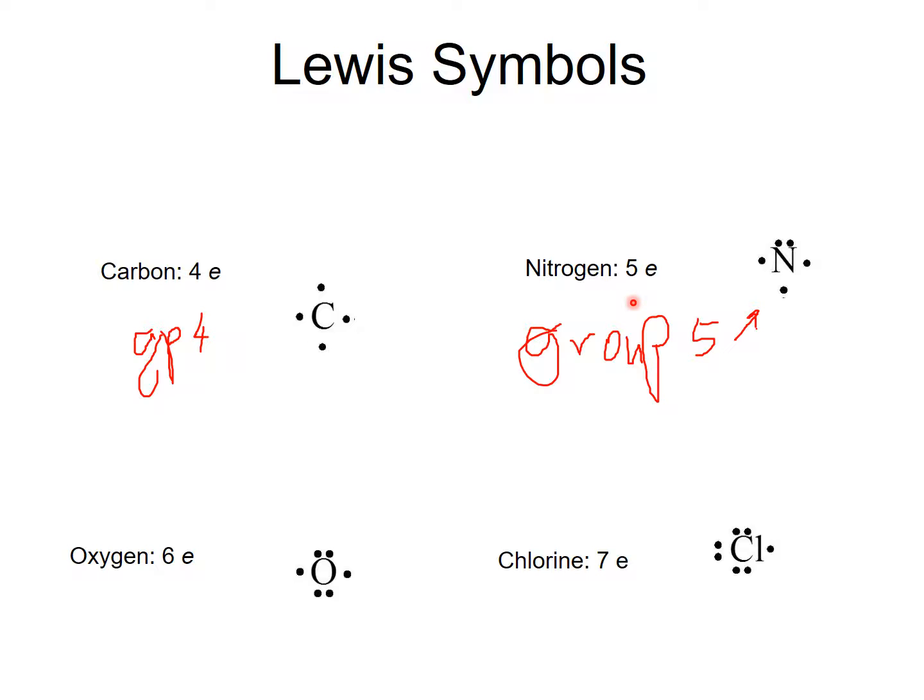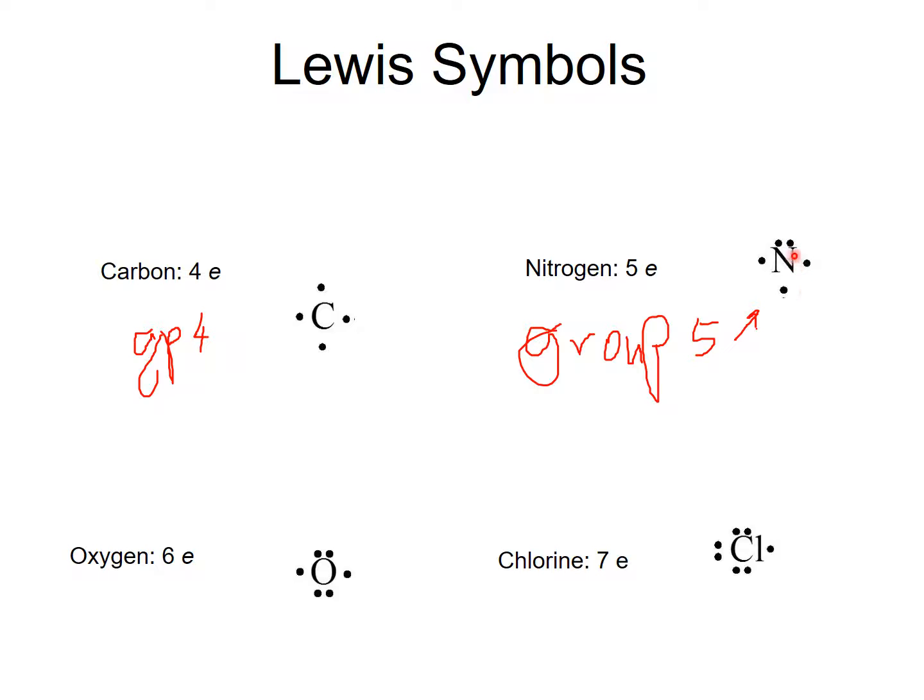So I'm going to put 5 dots around the nitrogen symbol, in the order where you have 4 walls. You put your first electron here, your second electron goes here, your third electron goes here, your 4th electron goes here. Your 5th electron has to go where there already is an electron on one of the 4 walls, so you end up like this.